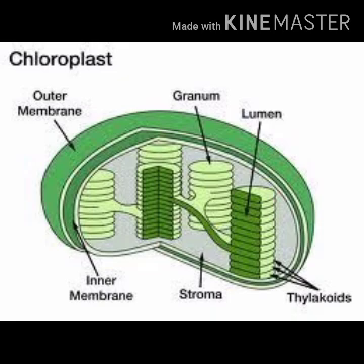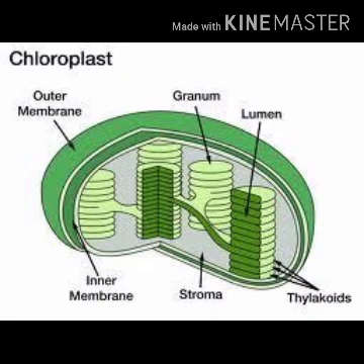Stroma is the fluid part of chloroplast and grana are the membranous sacs of chloroplast. They are also called thylakoids. Pigments that absorb sunlight are found in the grana of chloroplast.